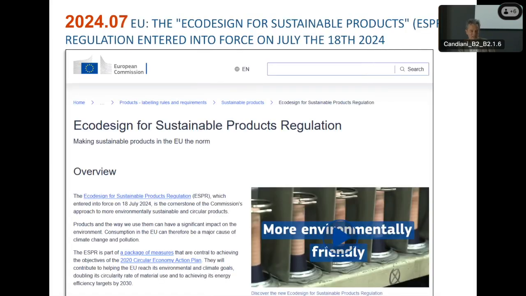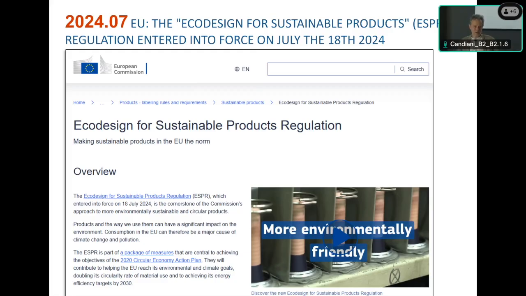Do you know about this law that came out recently? Have you heard? Okay, it was July 2024. There is the first law on eco-design for sustainable product regulation. It is a framework law, and it comes, of course, from the action plan. The action plan says something about design as a role. And then there was work to come out with a law.